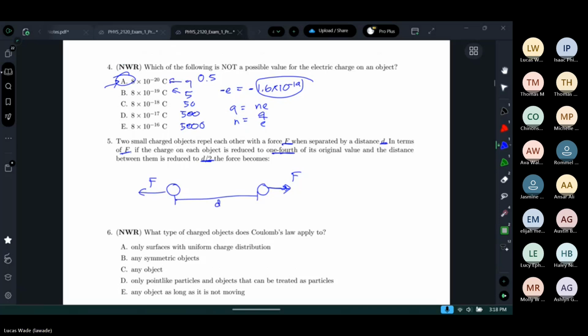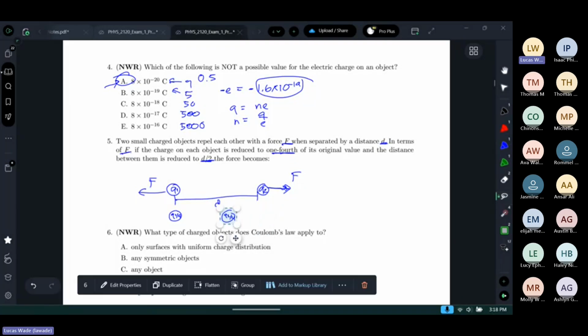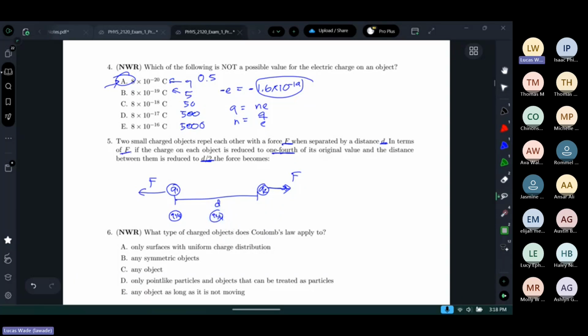So this one had some charge Q1, this one had some charge Q2. But now we take a quarter of that. So Q1 over 4 and Q2 over 4. And we also reduce the distance between them to D over 2. I want to know what is my new value for F.